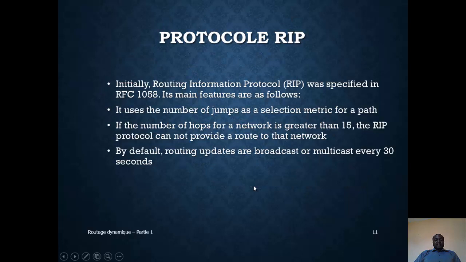All right. Initially, Routing Information Protocol was specified in the document called RFC 1058. It used the number of hops as the metric for selecting a path. If the number of hops for a network is greater than 15, the RIP protocol cannot provide a route to that network. By default, routing updates are broadcast or multicast every 30 seconds.